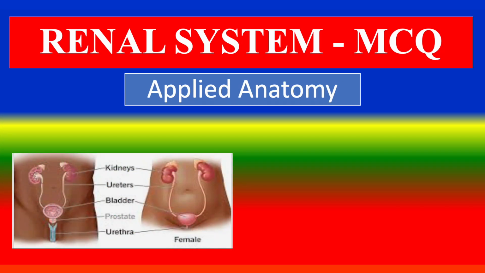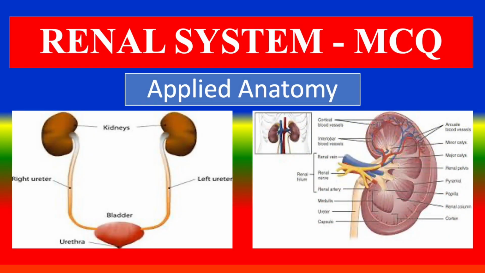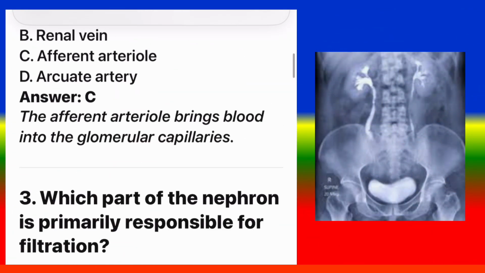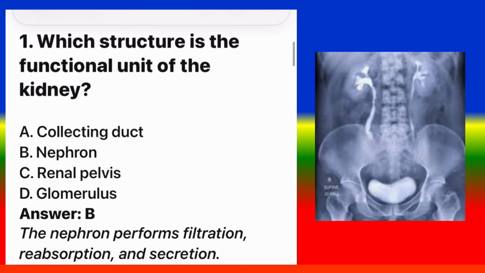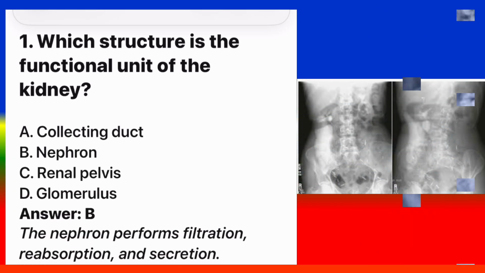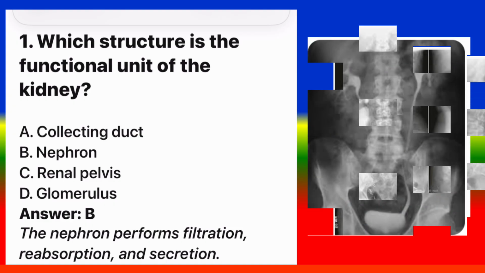Here are 50 MCQs on the renal system, structured with nursing implications, each with an answer and a one-sentence explanation. The renal system, 50 MCQs. 1. Which structure is the functional unit of the kidney? A. Collecting duct. B. Nephron. C. Renal pelvis. D. Glomerulus. Answer B. The nephron performs filtration, reabsorption, and secretion.